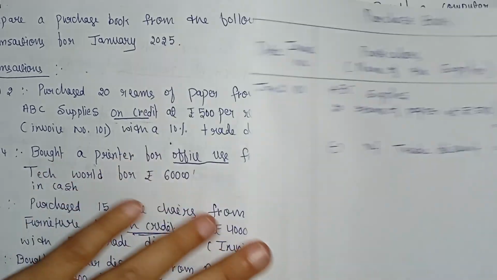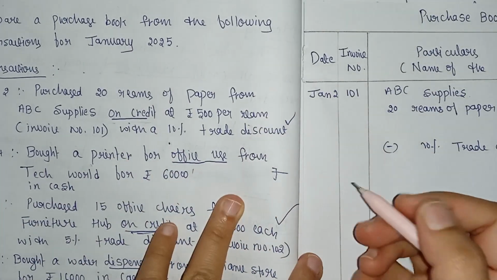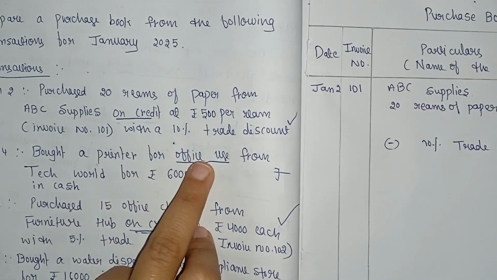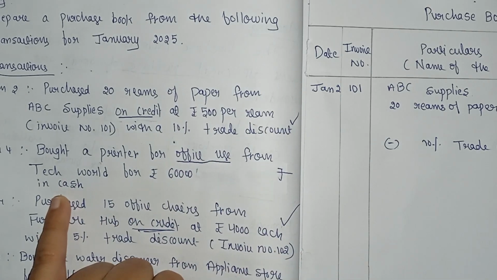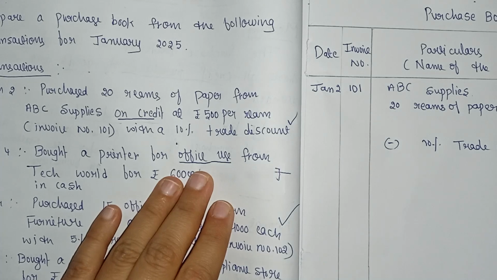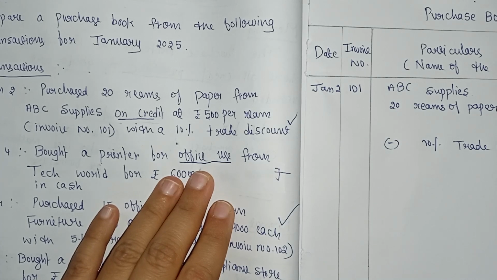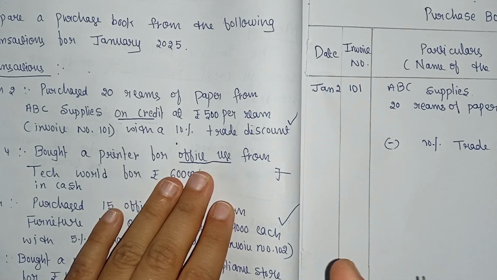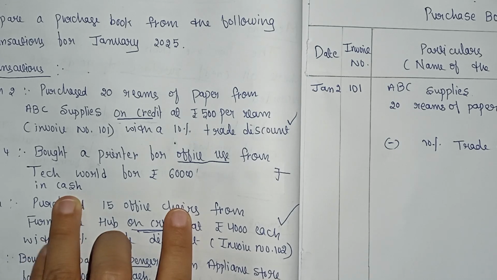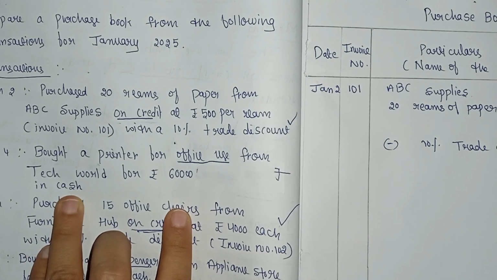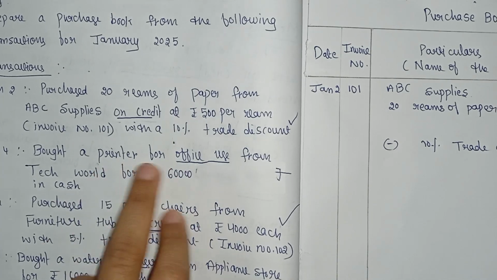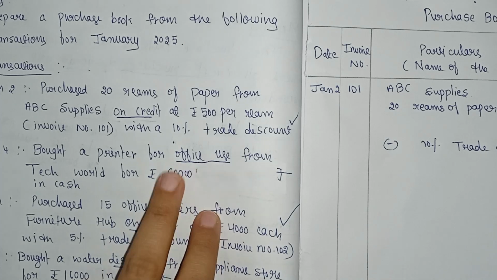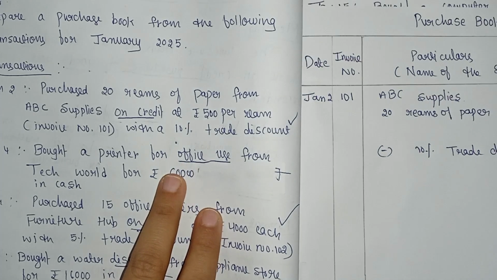Here 9,000. Next one, on Jan 4th, bought a printer for office use from Tech World for rupees 60,000 in cash. Here they purchased the printer for office use. That means it is not for resale, and they purchased in cash. If they purchased this printer on credit also, it should not be included in the purchase book because they have used that printer for office use. So this transaction is not included in the purchase book.